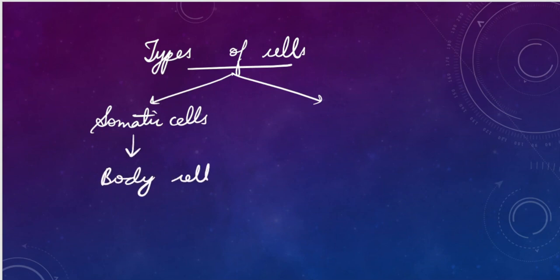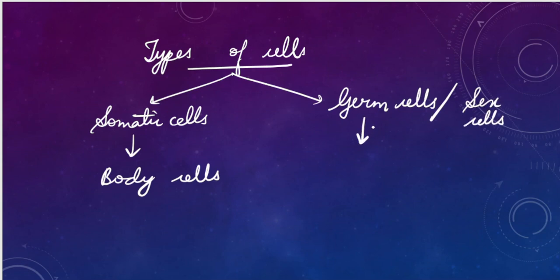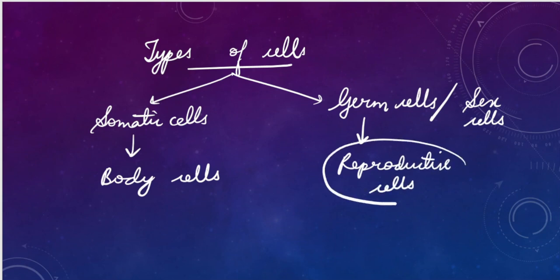जो भी cells, whatever cells are present in our entire body, we say it as body cells. But the cells which are known as germ cells, we can also say it as sex cells. So these cells are participating in reproduction. So we say it as reproductive cells because they will ultimately go into reproduction, like the formation of gametes and gametes fusion and fertilization and everything.